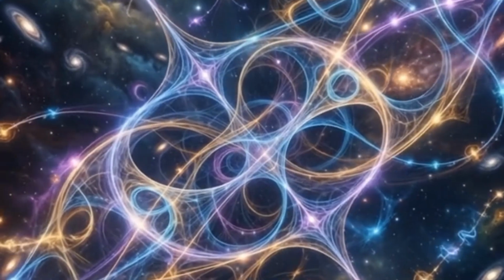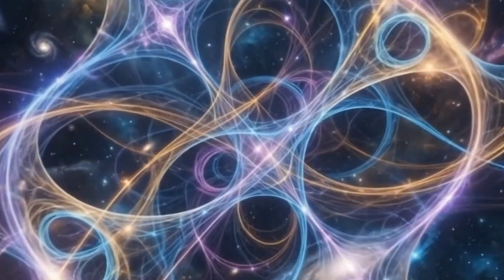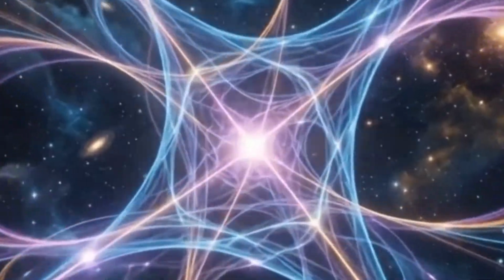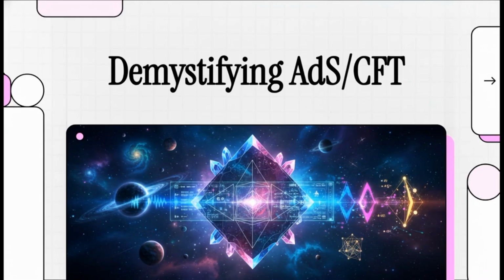String theory suggests that the universe is not made of particles, but of tiny, vibrating strings of energy, harmonizing to create all reality. Imagine a master translation manual, a sort of cosmic Rosetta Stone that successfully bridges the two most radically incompatible worlds in all of physics. On one side, you have the macroscopic realm of gravity. On the other, the microscopic realm of quantum mechanics.